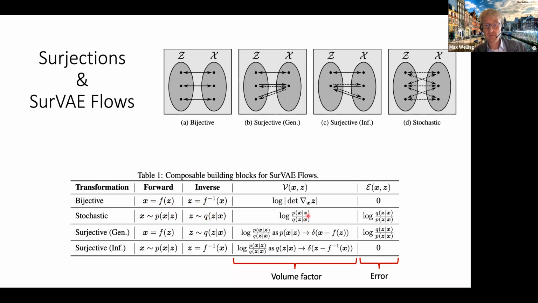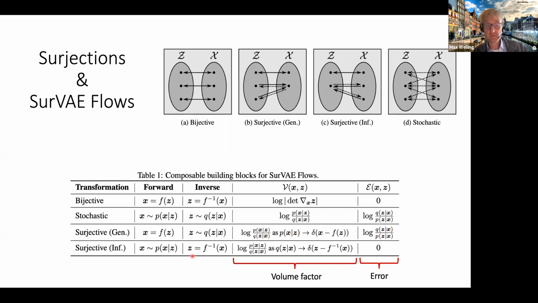We have this term here, but we make a little error, and that's the error that we're making. If we have a generative surjection, then from Z to X is deterministic, backward is stochastic, and it turns out that you can write this term and take the limit, and you get some explicit expression that I'll show an example of.